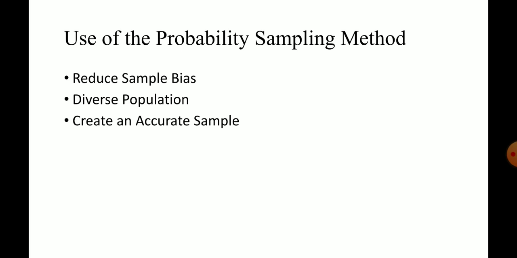the probability sampling method. The uses of the probability sampling method are: it reduces sampling bias since it gives equal chance of selection. The entire population is given an equal chance of selection, so there is no chance of getting bias, it uses diversified populations, and moreover the accuracy of the results is higher when compared to non-probability sampling methods.